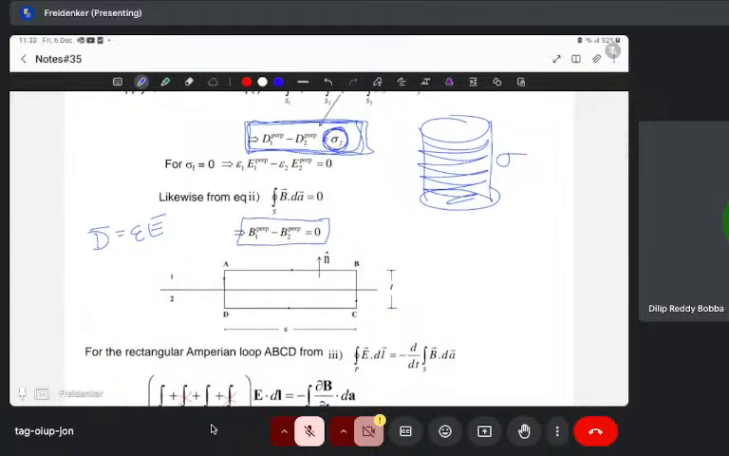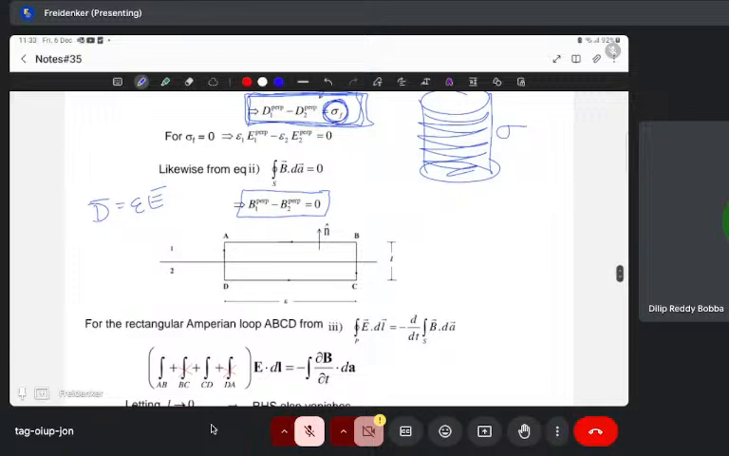So B bar dot dA bar, that is nothing but the flux, no? That is the magnetic flux. So magnetic flux is zero. Fine. We did something like this for the boundary conditions for E bar and D bar. We did something like this.